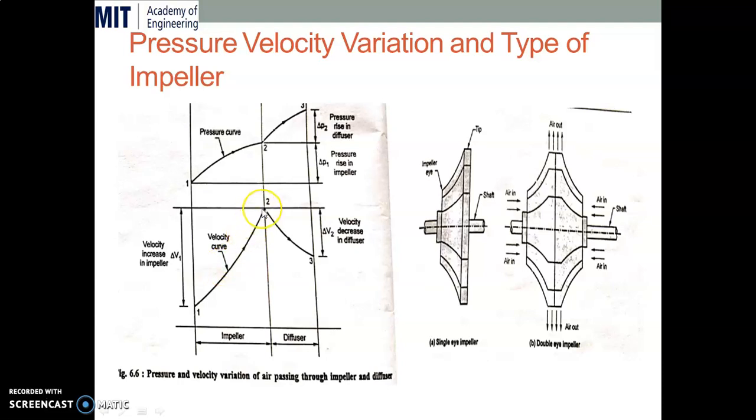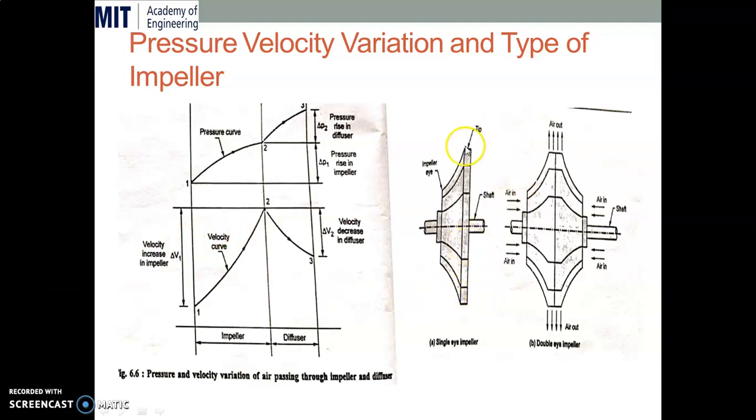Then in the diffuser section, due to the sudden increase in area, the velocity drops. But it is still more than the initial velocity. It is some drop, and at the expense of this drop of velocity we get the rise in pressure. So delta V2 is the decreasing velocity in the diffuser. In this way we get the compressed air in the centrifugal compressor.